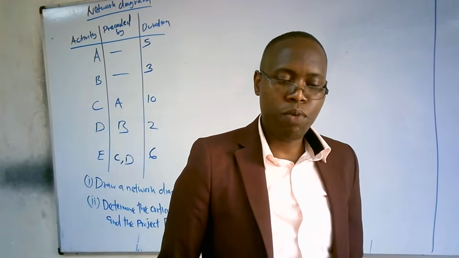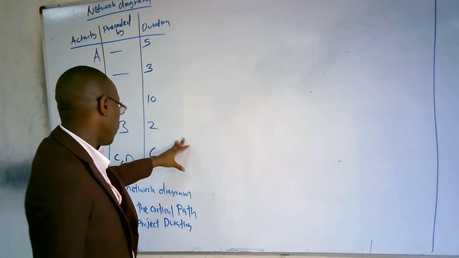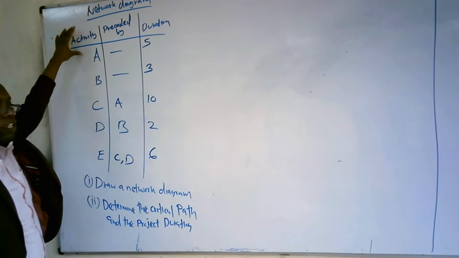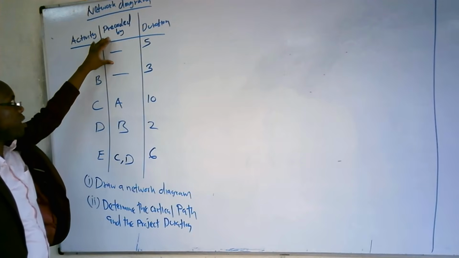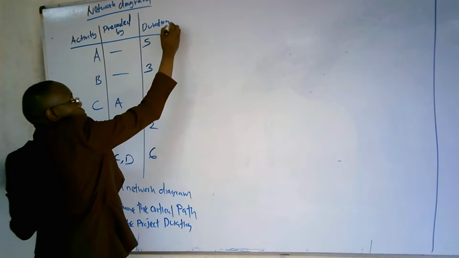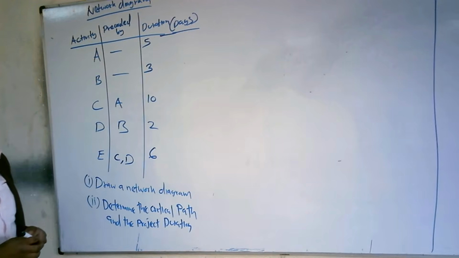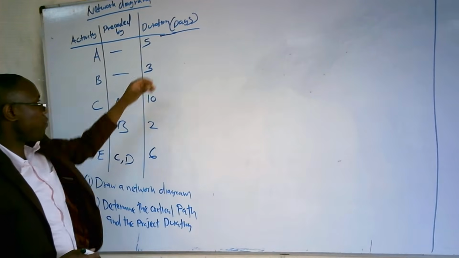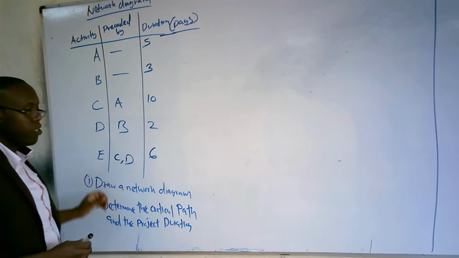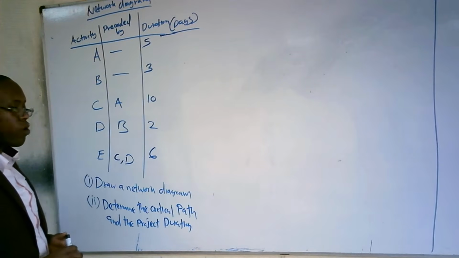And today I want us to discuss the network diagram. I have a question here where we are going to draw the network diagram, and we have been given the activity, the preceding activity, and also the duration. Duration here can be in days, sometimes in weeks, but in this particular case, I want the duration to be in terms of days. So you have activities A, B, C, D, and E, and we are asked to draw a network diagram.